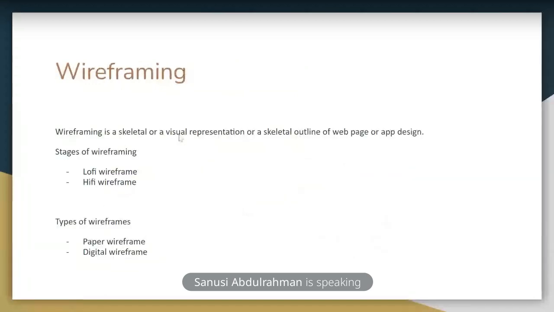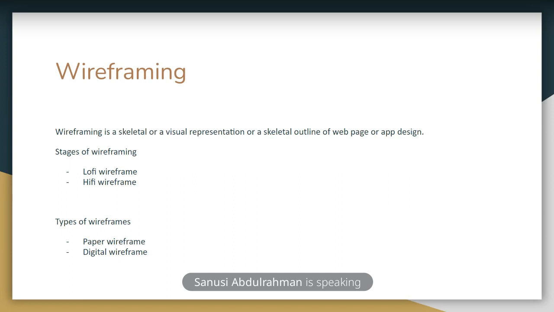So the next one is wireframing. Why do you need a wireframe? It is a skeletal or visual representation, or a skeletal outline, of a web page or app design. So it's just a sketch. So let me use our real life experience, like what we see day to day, as an example. I'm trying to draw how something looks like, probably before taking it to a high level. I want to just do a sketch of that thing.